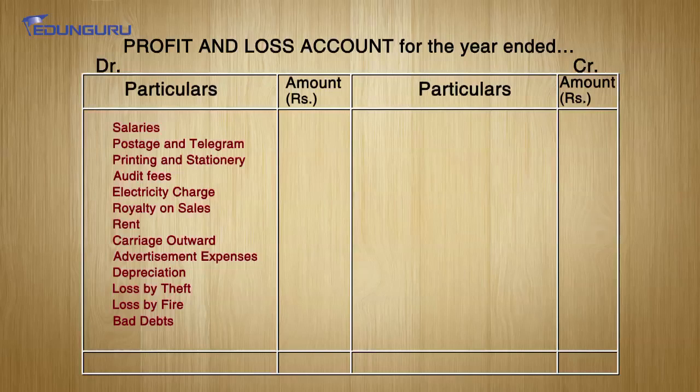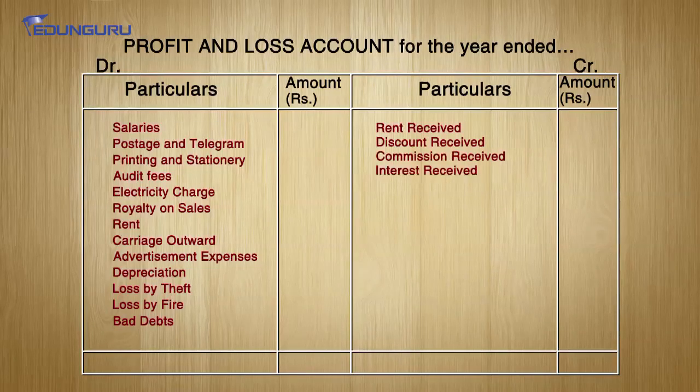We will see that in our further sessions as to how to deal with RDD, that is your provision for doubtful debts. At present, remember, bad debts being a loss is also a part of profit and loss account debit side. Further moving on to the credit side, there are some incomes also which get recorded in this account. Like for example, any rent received, any discount received, any commission received, any interest received.